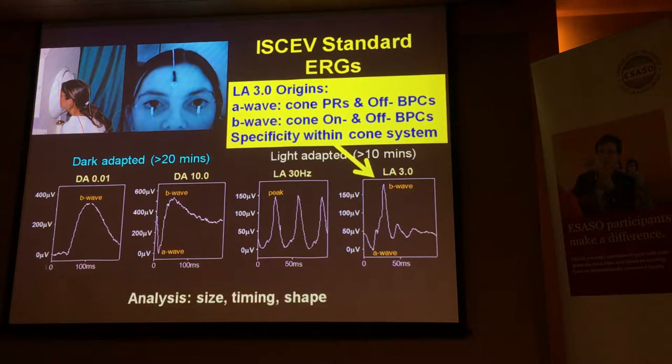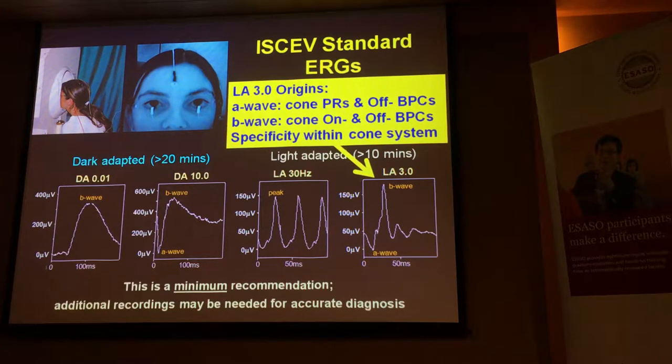Measurement, three things. Size, so measured in microvolts. Timing, from stimulus onset to the peak. But also the shape. The shape's more difficult to quantify. Shape's something you learn by experience and you recognize. But you'll see why it's important later. And this is a minimum recording, a recommendation. So if you haven't done this, you haven't done the ERG. But this is a minimum. In some diseases, you will not be able to make an accurate diagnosis until you go beyond this.